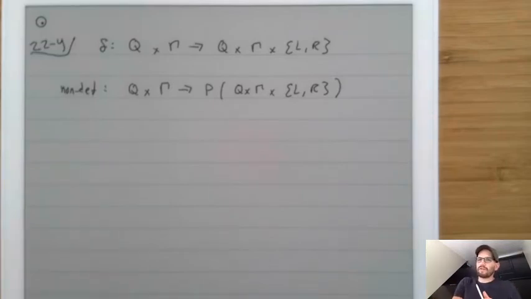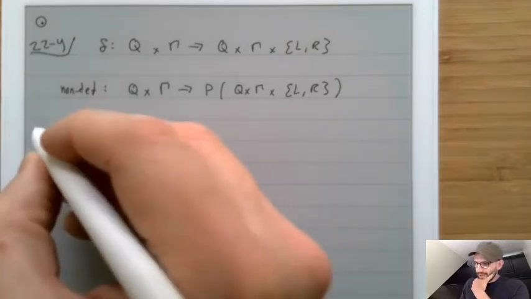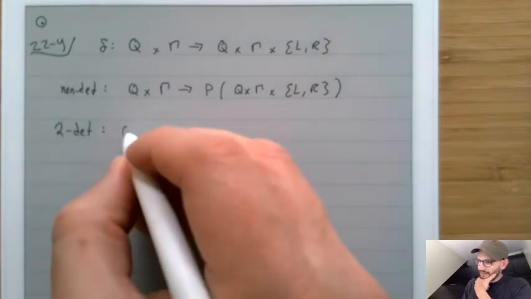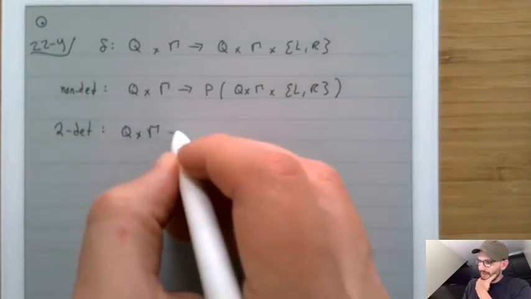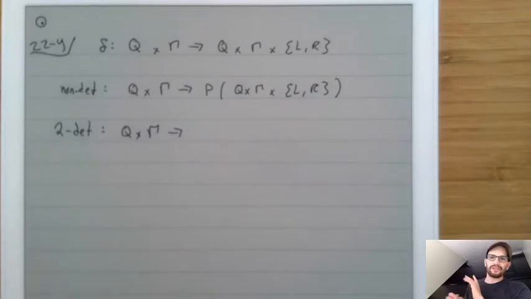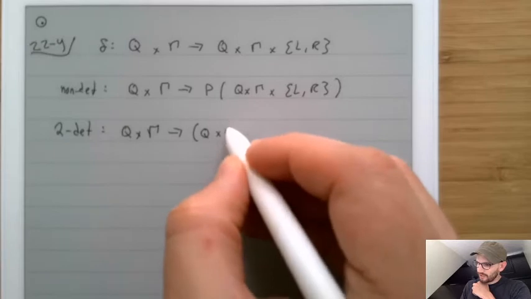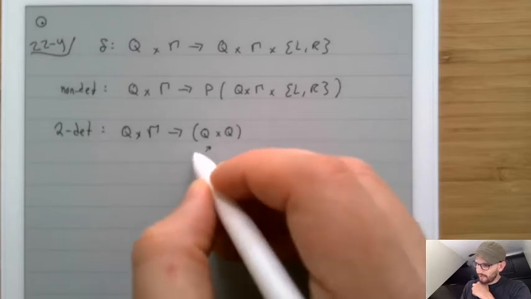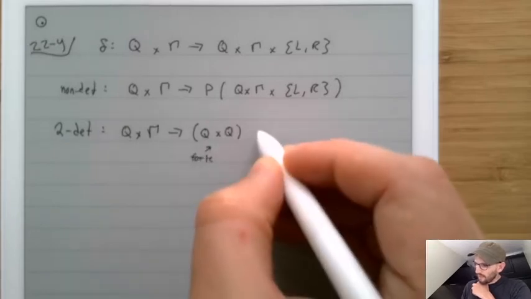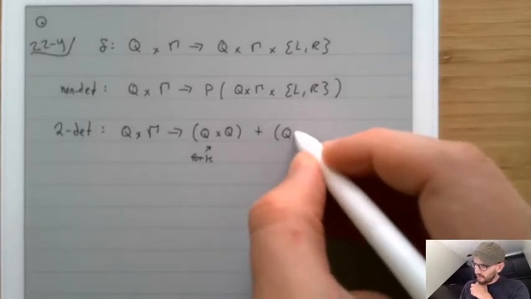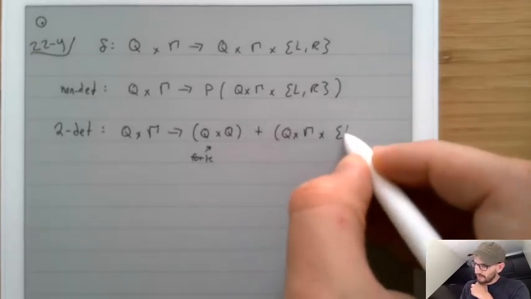However, I prefer to have a simpler version of non-determinism that we're going to call 2-determinism. And 2-determinism takes a Q cross Gamma, and it returns either of two different things. It can either return a Q cross Q, which we're going to call a fork, or, and that's what plus means, or it's going to return a Q cross Gamma cross L R.